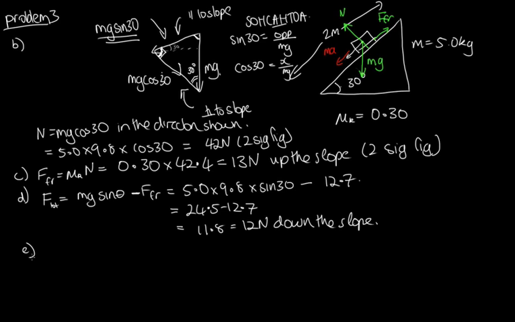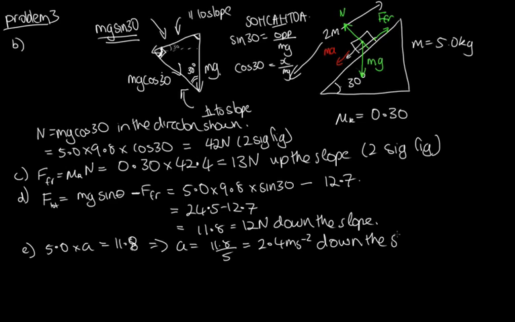Now part E says calculate the acceleration of the block. So just using Newton's second law, we know that ma is equal to this net force. So 5.0 times the acceleration is equal to the 11.8. And so this tells us that the acceleration is equal to 11.8 on 5, which is equal to 2.36 or 2.4 meters per second squared to two significant figures, and acceleration's a vector, so we better give a direction: down the slope.